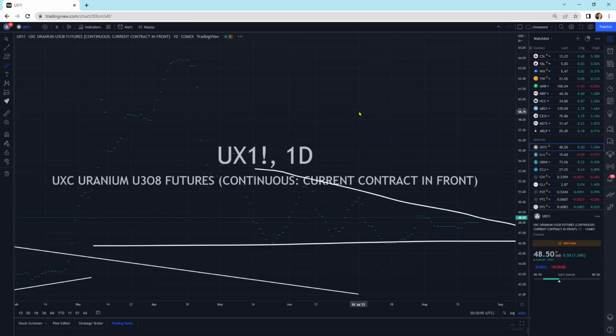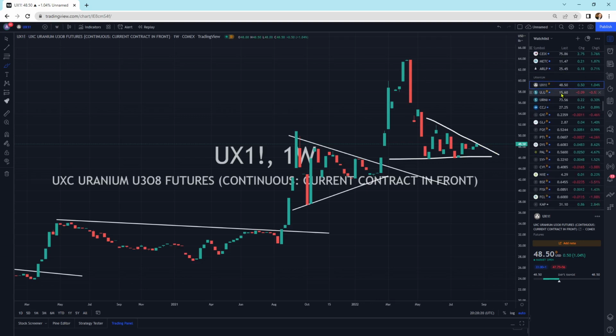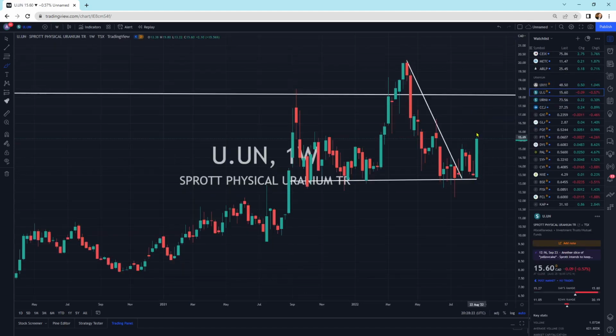Scrolling down to uranium. Uranium looks like we're moving on the futures contracts, which is good. Hopefully we can break out of this pattern here and start moving. If we can get a nice little break here, I think the mining companies will do some crazy things. The Sprott Physical Uranium Trust, we got that big day yesterday.